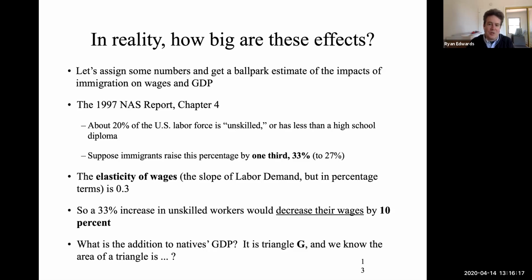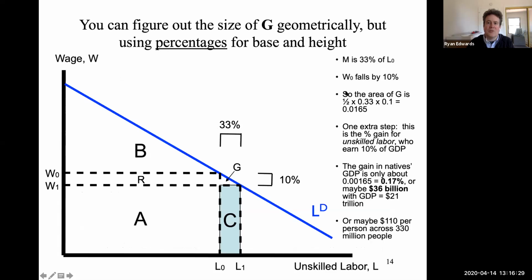But then one of the questions might be, well, what is the net benefit of having those unskilled immigrants here in the country? How broadly is it felt? How big is the impact? Well, we can work through it then by doing the math here with the area of a triangle, which is 1/2 the base times the height.